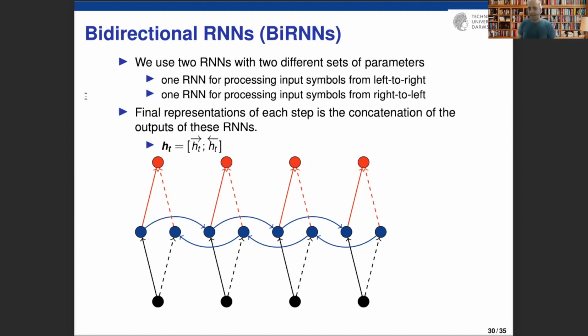Technically, it's very easy to implement, right? The only thing that we need to do is change the order of the input. Instead of processing inputs from X1 to Xn, we reverse the list, and we process that from Xn to X1, right? And we give it to the second RNN.